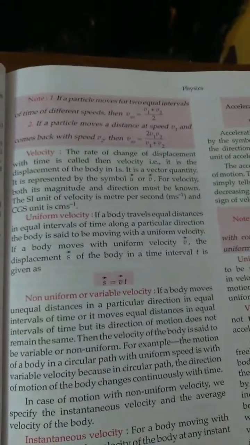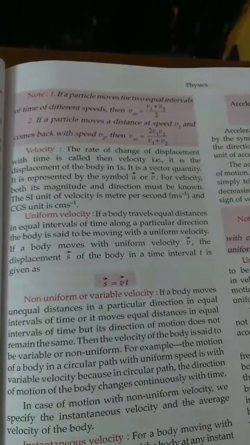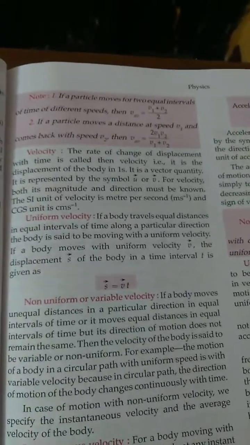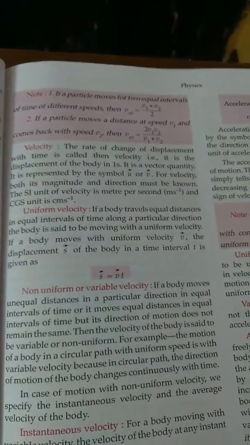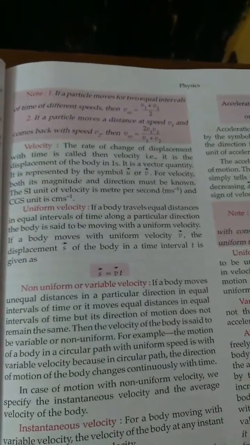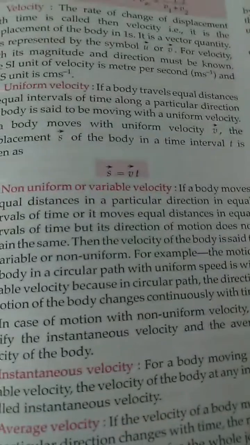Uniform velocity. If a body travels equal distances in equal intervals of time along a particular direction, the body is said to be moving with a uniform velocity. If a body moves with uniform velocity, the displacement s of the body in a time interval t is given as s equal to v into t.